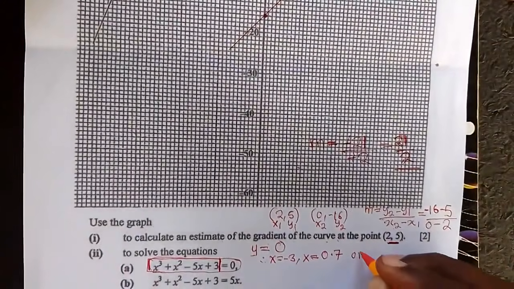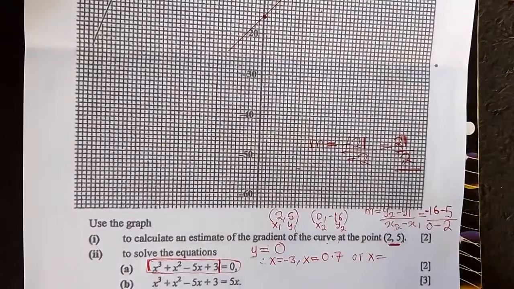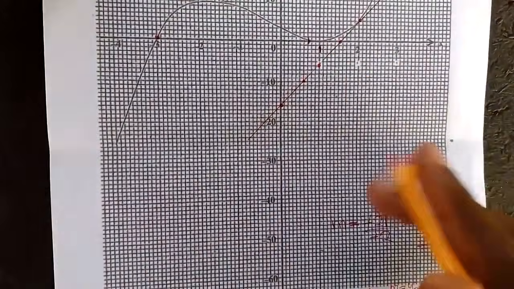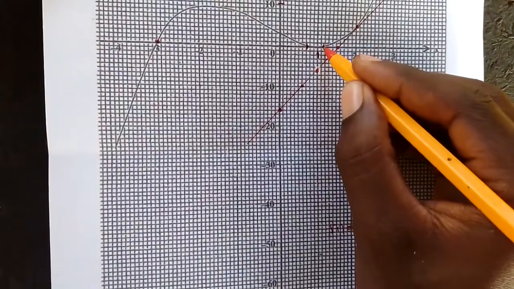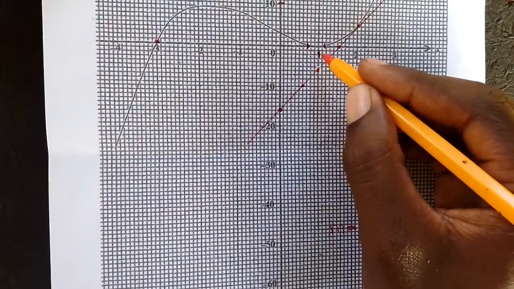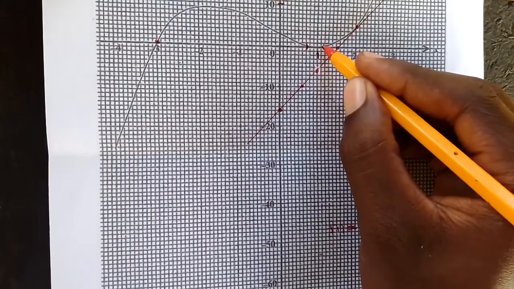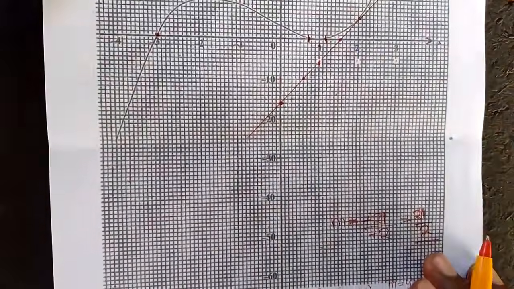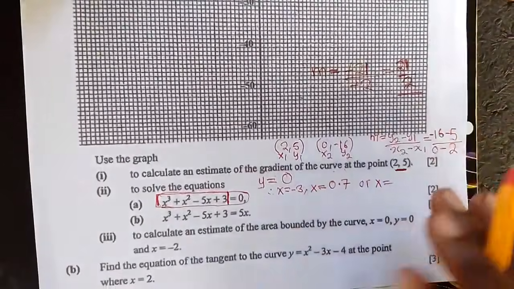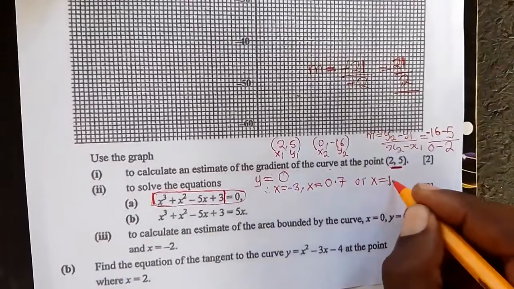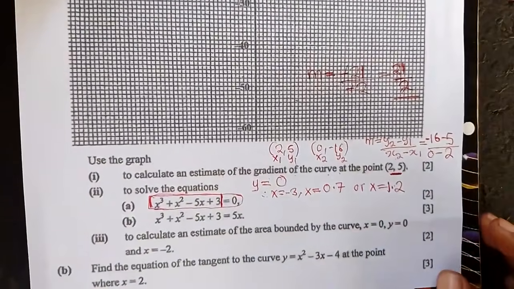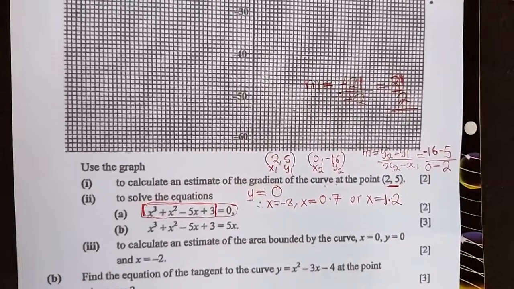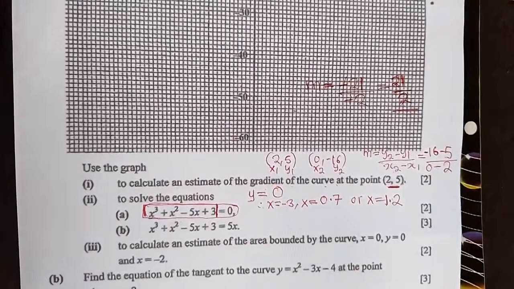You say, oh, x is equal to 0.7. So x is equal to what? It is here, leaving from here. This is 1.2. Just count 1, 2. This is 1.2. Have you seen? It is here and there. So you get the answers. This is what you are supposed to do. This is how you needed to answer this question. Have you seen? This is what we are supposed to do.